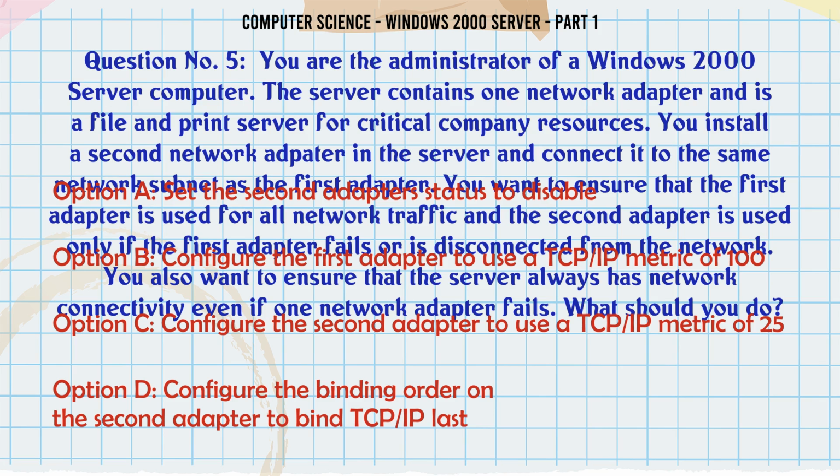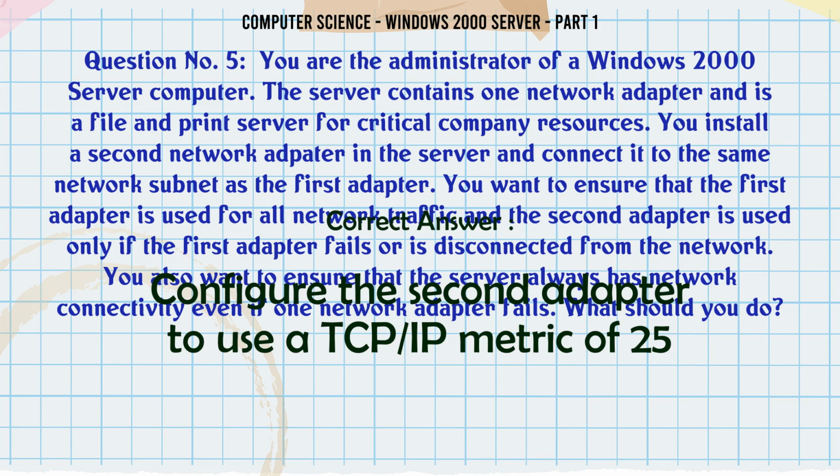B. Configure the first adapter to use a TCP/IP metric of 100. C. Configure the second adapter to use a TCP/IP metric of 25. D. Configure the binding order on the second adapter to bind TCP/IP last. The correct answer is configure the second adapter to use a TCP/IP metric of 25.